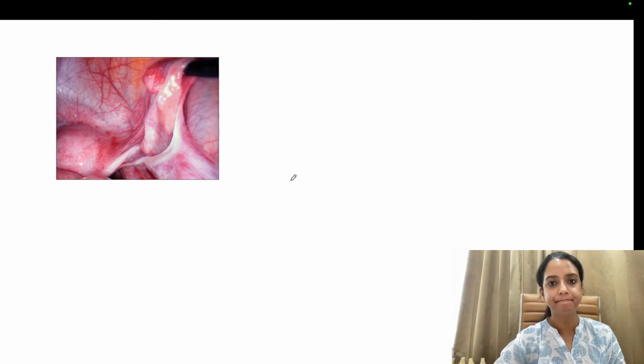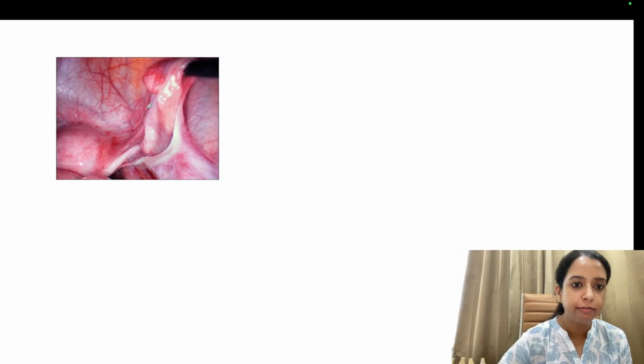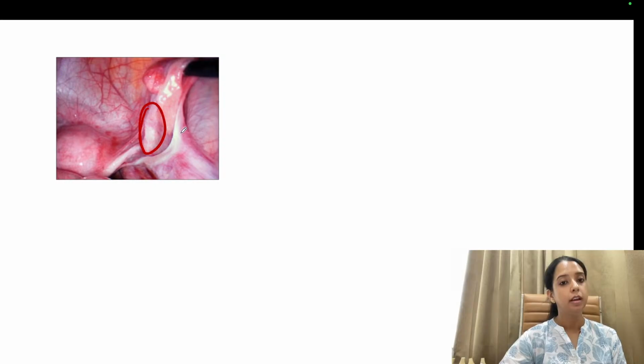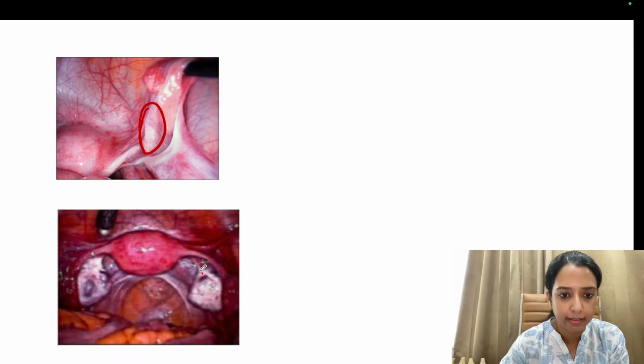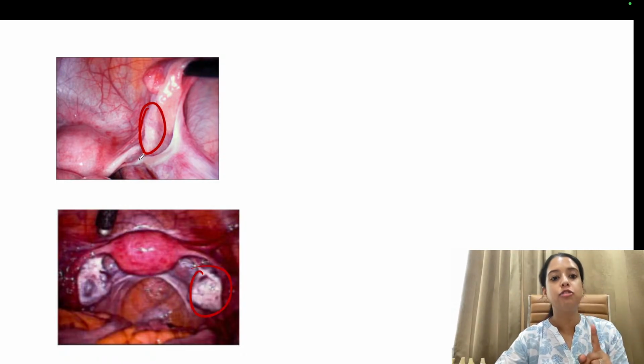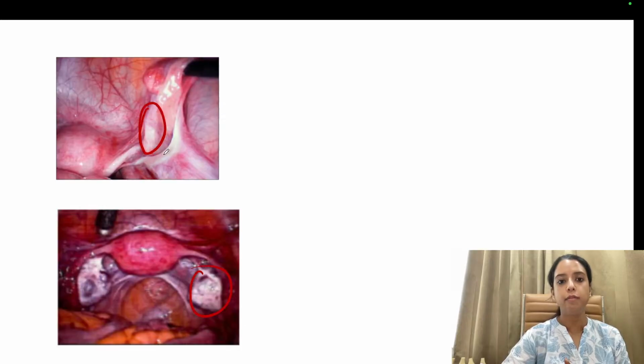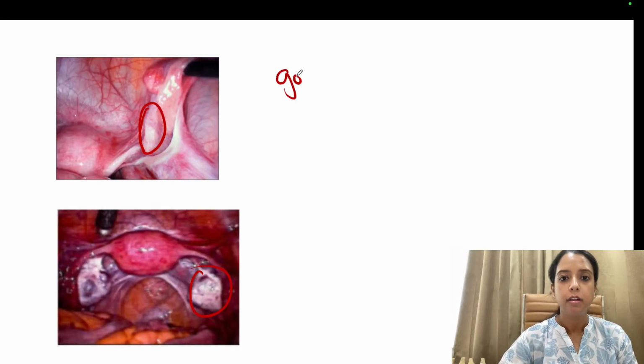What is this? Can you see this white ovarian tissue? In the pelvis only one thing is white, that is the ovary. But can you see how streak-like, line-like it is? Normal ovary is white and circular; this is a streak ovary. Streak ovaries are seen in gonadal dysgenesis.